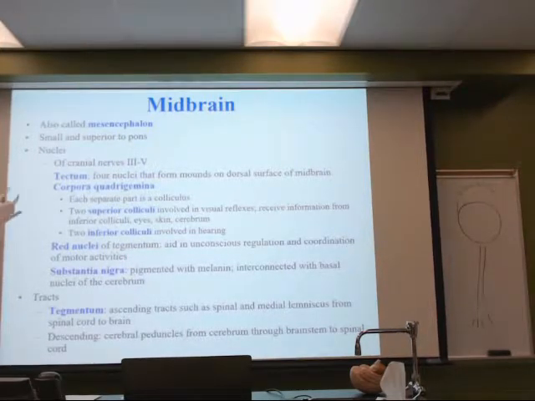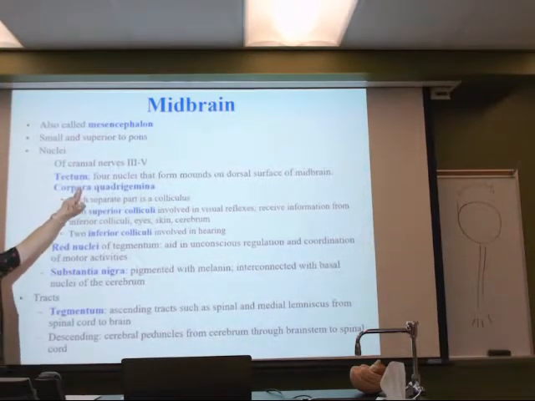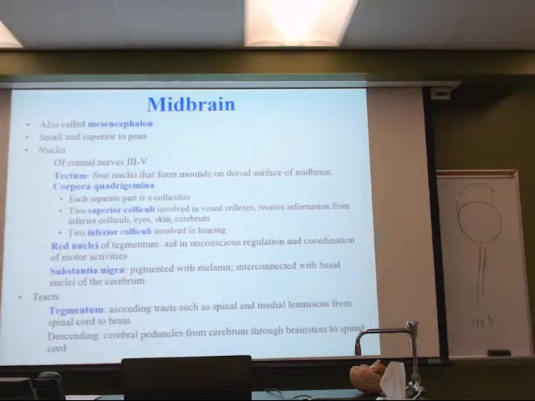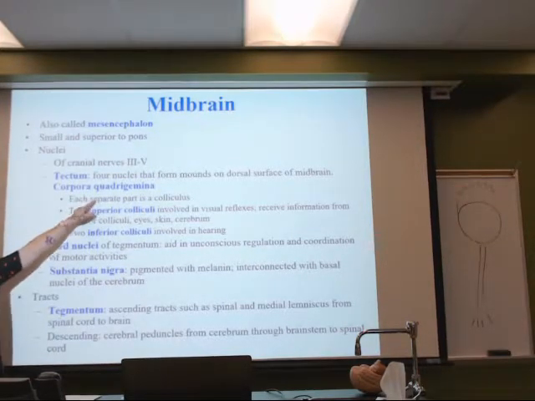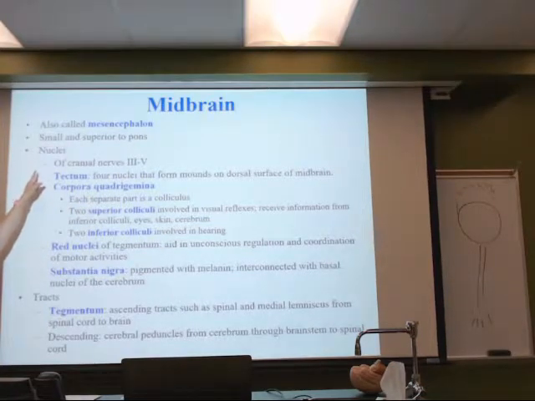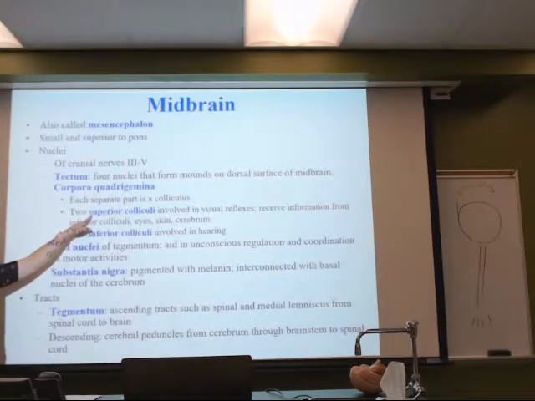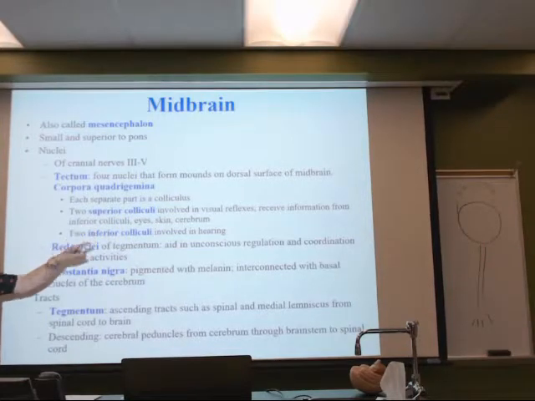In this area, for those nuclei, well, look at our term here. Corpora quadrigemina. What does quad mean? Four. Okay? So, it's telling us that we're going to have 4 of these nuclei. The cool thing about them, we've got 2 that are superior, 2 that are inferior. Look at what they're involved with.